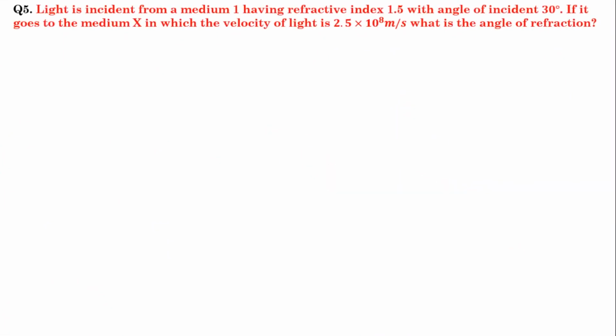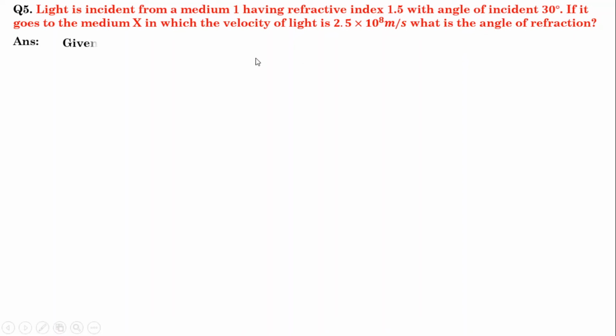Now we have the fifth question. The light is incident from a medium 1 having refractive index 1.5 with angle of incidence 30 degree. If it goes to medium X, in which the velocity of light is 2.5 into 10 to the power 8 meter per second, what is the angle of refraction? So how can we solve this question?